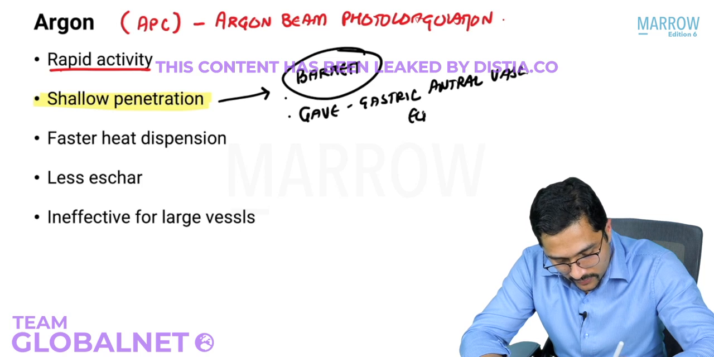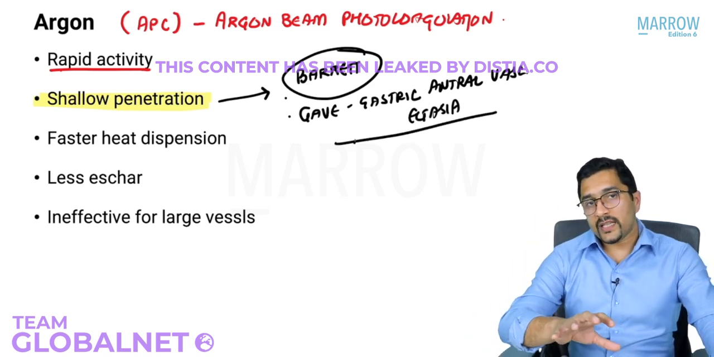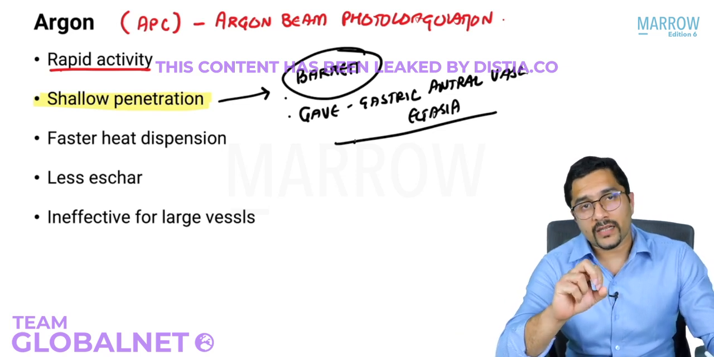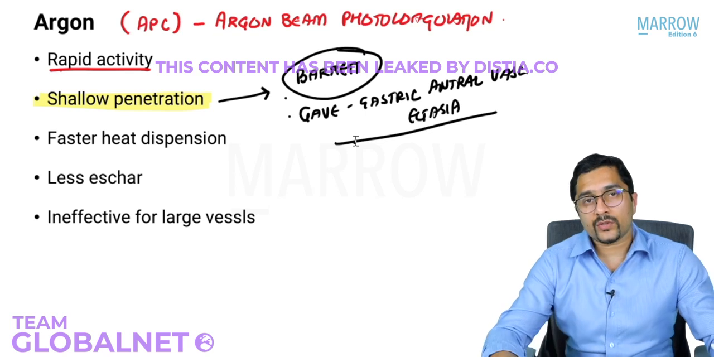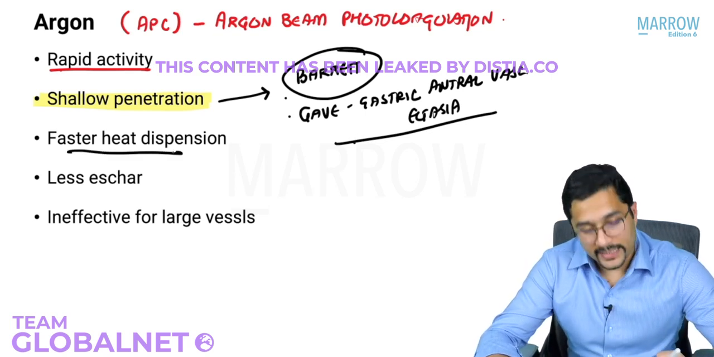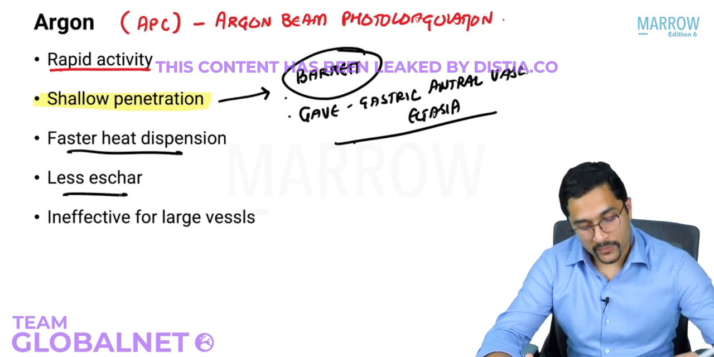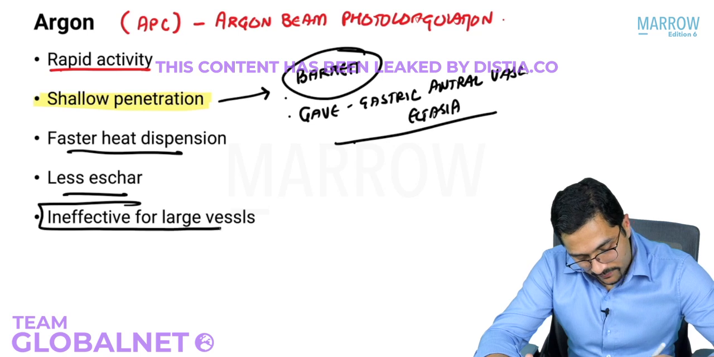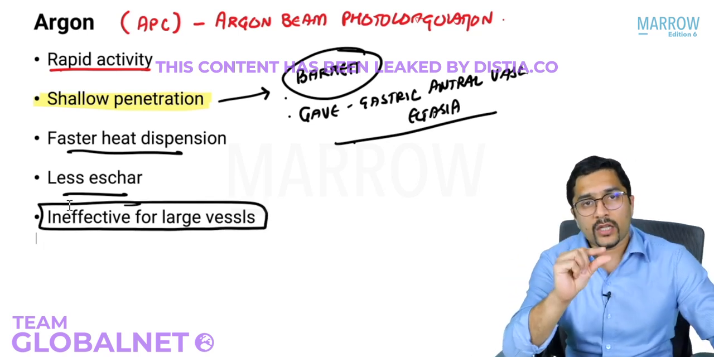This has been covered in the upper GI hemorrhage module. So in these places where I don't want a lot of penetration, otherwise there will be a perforation, there we can use argon photocoagulation. There is faster heat dispensation, there is less eschar formation, but it is ineffective when there are larger vessels. So it can only be used when there are smaller vessels.